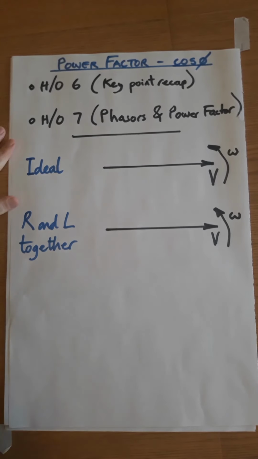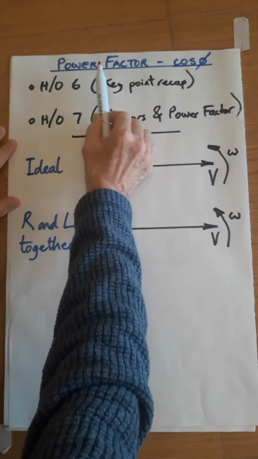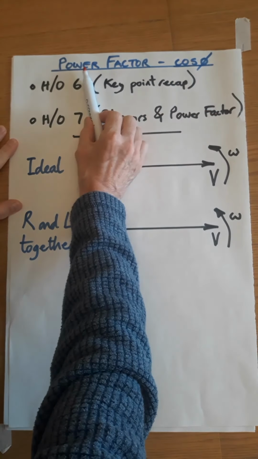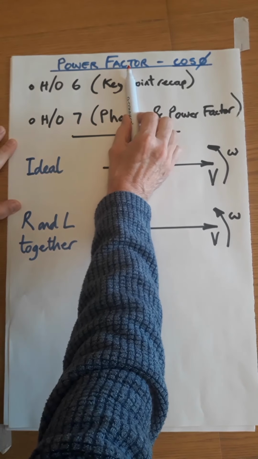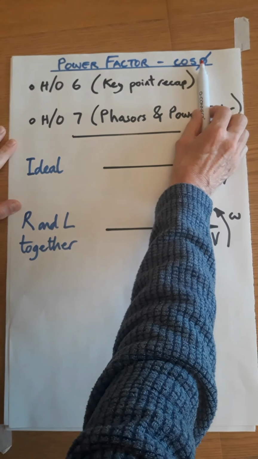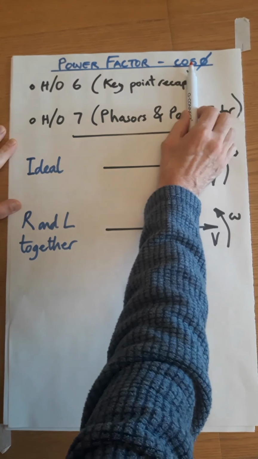Let's discuss power factor. Power factor is unusual in that it has two names that mean exactly the same thing. Power factor is also called cos phi. We'll deal with this just in a little while, but they mean exactly the same thing.